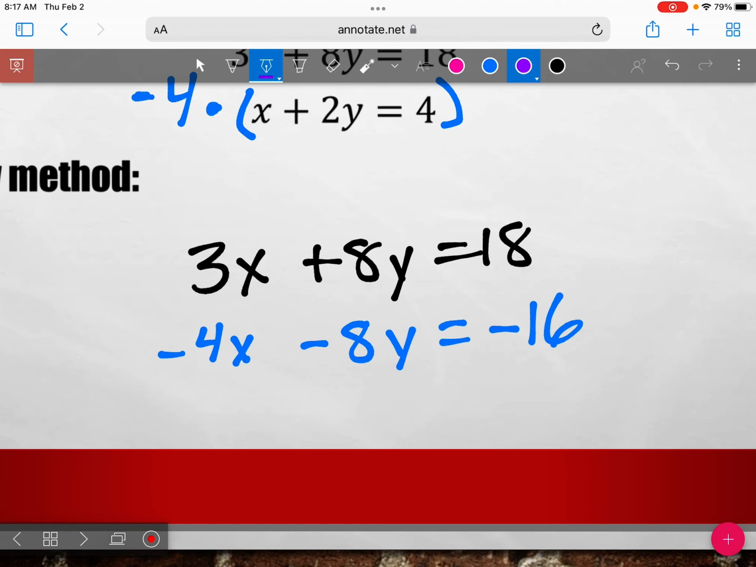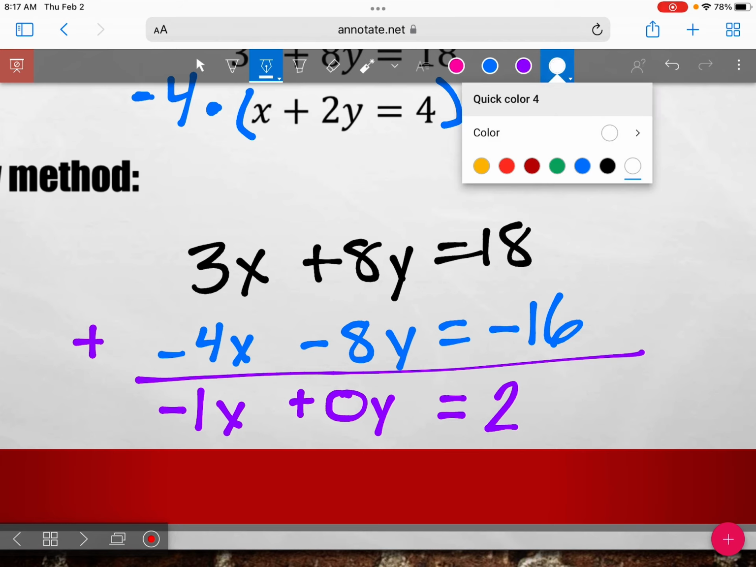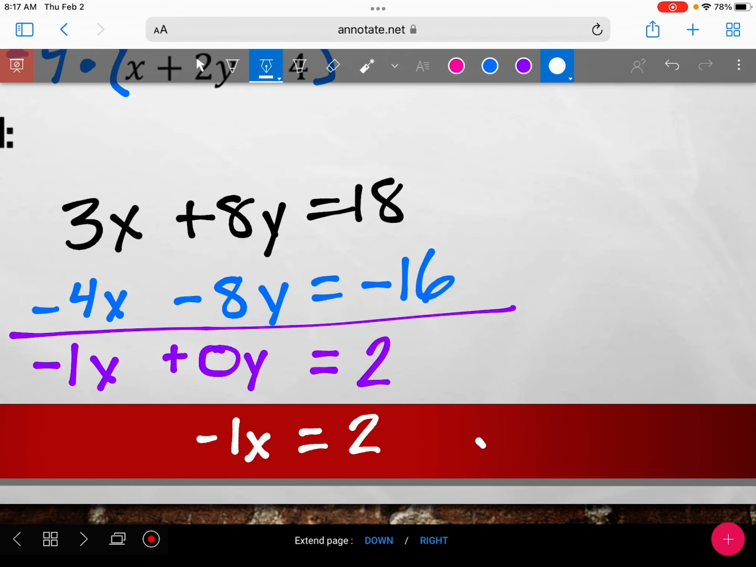Then what do we do? Cancel the bottom. The way we do that is we add these guys together in columns. So 3x plus negative 4x gives us negative 1x. My 8y plus negative 8y gives us plus 0y. And 18 plus negative 16 gives us positive 2. So what we have is really negative 1x equals 2. So what does x equal? X equals negative 2.